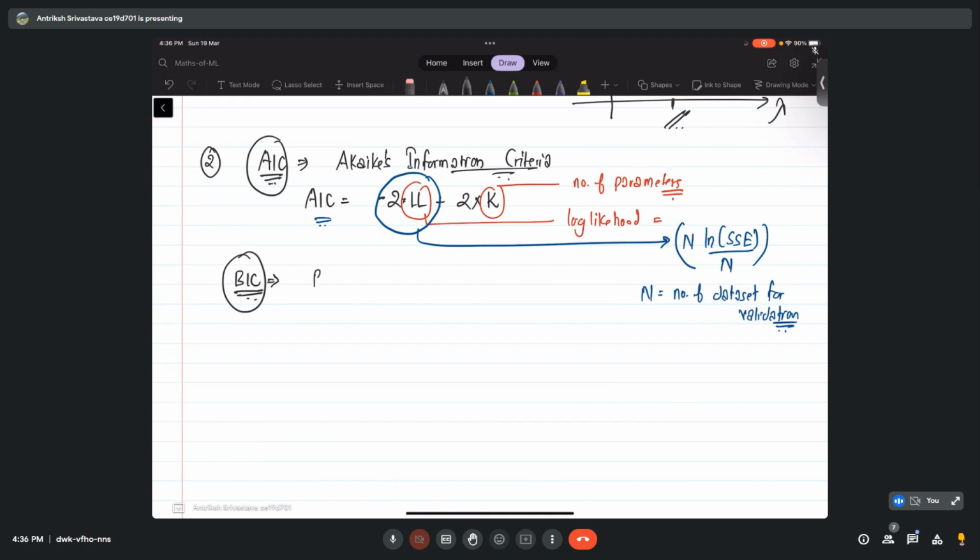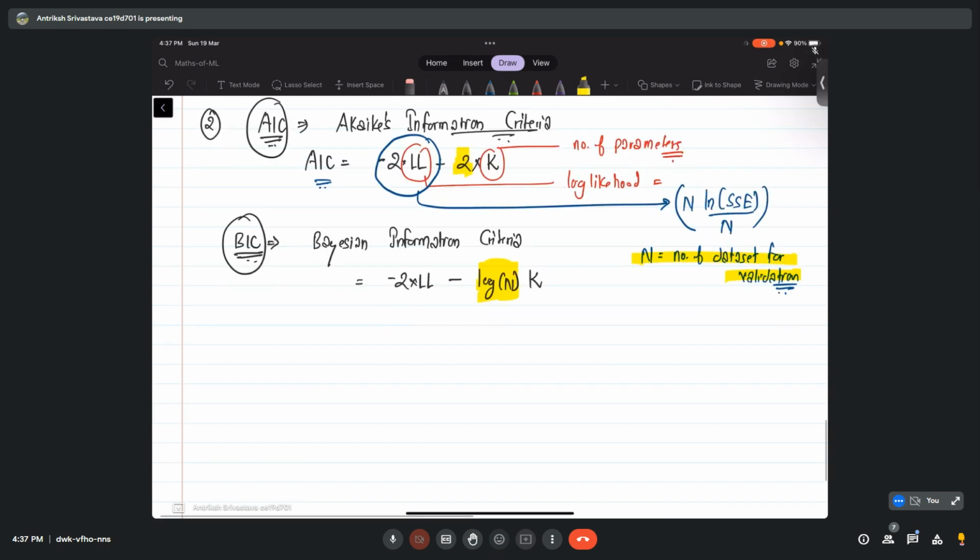BIC, that is Bayesian information criteria. It has a similar formula if you look at it carefully. The only difference is that instead of 2, it has log of n, with n being the same number of data points for validation. It is written slightly differently in your PPT, but you can use this also.